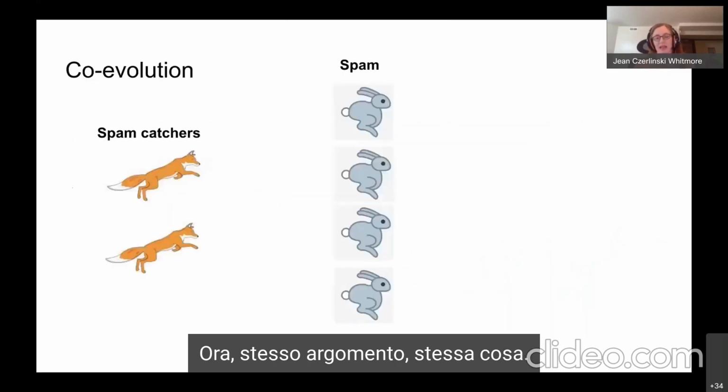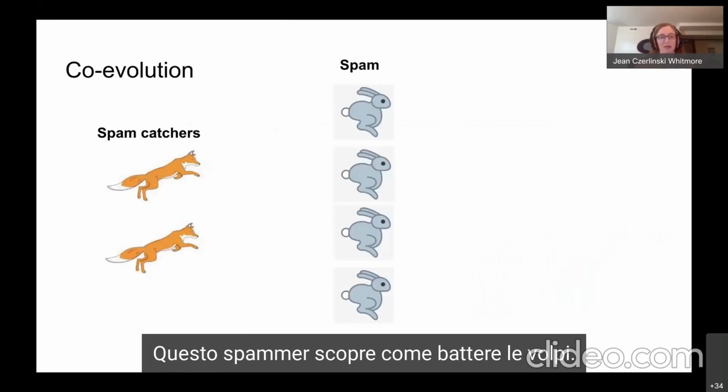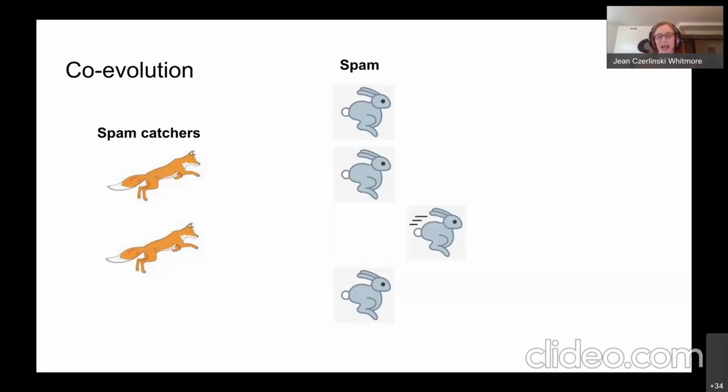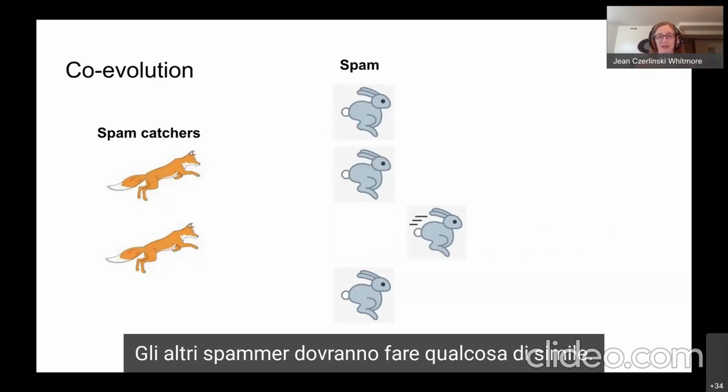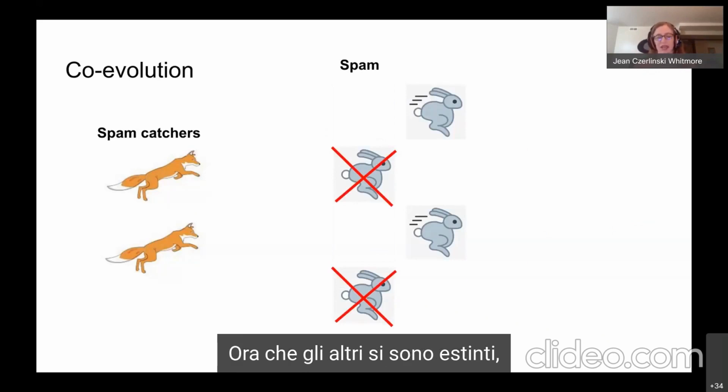Let me do this more schematically now. Same argument, same thing. The spam are the little rabbits, and the spam catchers are the foxes. This one spammer figures out how to beat the foxes. It adds this Viagra with the one. The other spammers are either going to have to do something similar, imitate it, or die out, and this one will just spend more. The other ones die out.